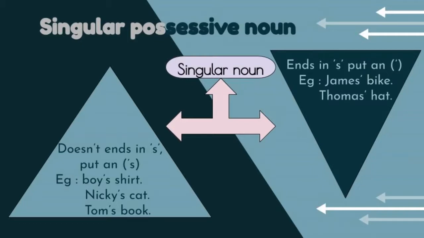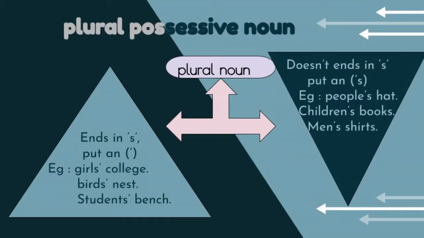Okay students, now we are going to see plural possessive nouns. Two rules are there. One is the plural noun ends with the letter s. And one more rule is the plural noun doesn't end with the letter s. Let us see the first one. If a plural noun is ending with the letter s, we just put an apostrophe after the noun.